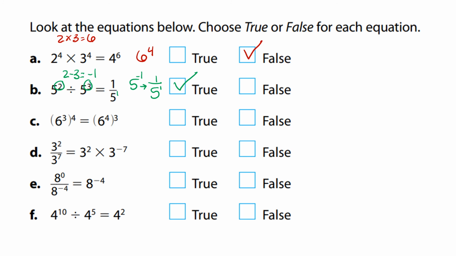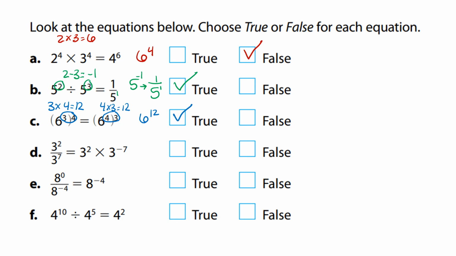For letter C, we are raising to a power, so we're going to multiply our exponents 3 times 4 to get 12, meaning our problem is actually 6 to the 12th power. We do the same thing with the other side. 4 times 3 is also 12, meaning that they match, 6 to the 12th power. Letter C is true.